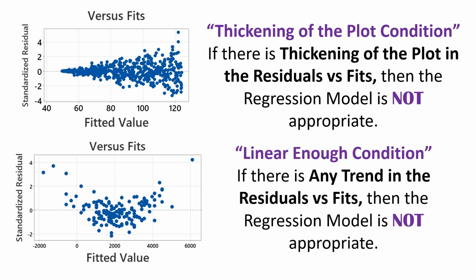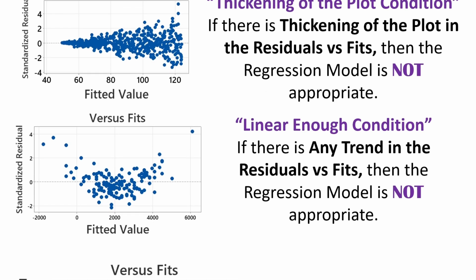The linear enough condition states that if there is any trend in the residuals versus fits, then the regression model is not appropriate. So if you collect some data, you perform a regression, and at the end you get your plots of the residuals, Minitab will give you these plots. If you see anything like thickening of the plot or you see a trend, then you know that the regression model was not appropriate. Now, what do the residuals look like when the regression model is appropriate?